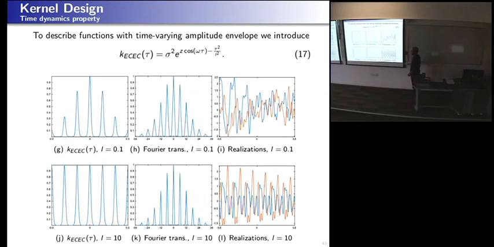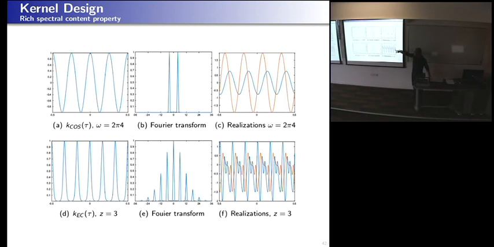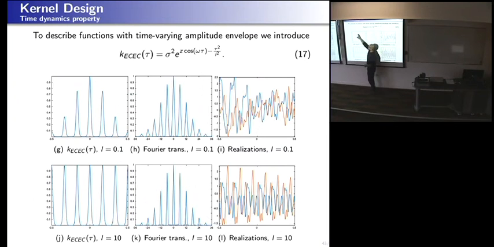The last property we present here is the time dynamics. As we saw before, the exponentiated cosine kernel can describe functions that have a constant maximum amplitude, or a constant amplitude envelope. Here, we relax that property of the kernel by multiplying it with an exponentiated quadratic kernel. So it's basically the same behavior as the previous one, but we see that there is an exponential decay in the correlation between the observations. For a value of the hyperparameter L equal to 0.1, we have this expression in time, or for tau. And if we take its Fourier transform, we have this expression.